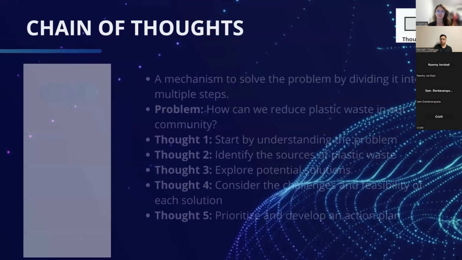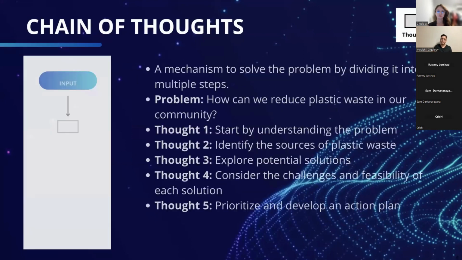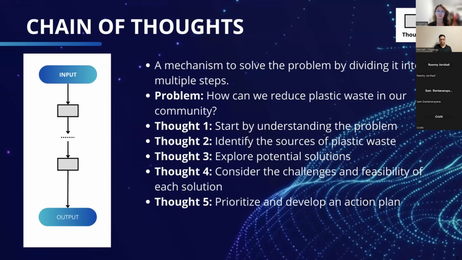Next, we have chain of thoughts. This is a mechanism to solve the problem by dividing it into multiple steps. So instead of just seeing the question and finding the answer, this process will create intermediate steps, as you can see here, and we are calling them thoughts. So I have an example here as well.